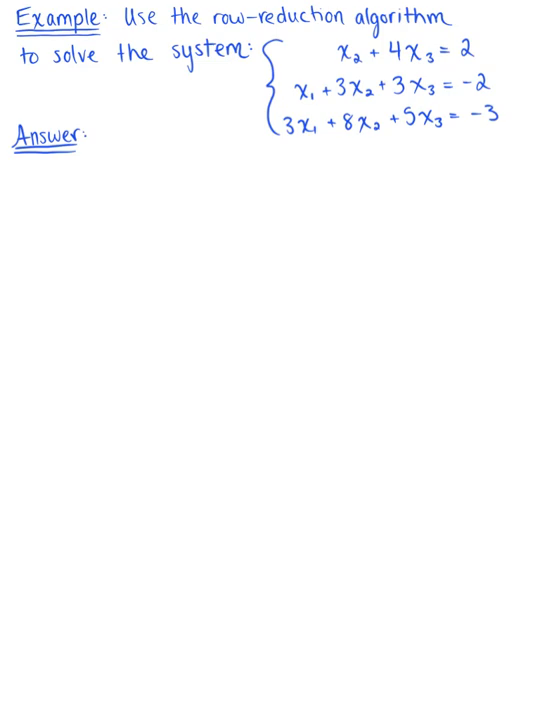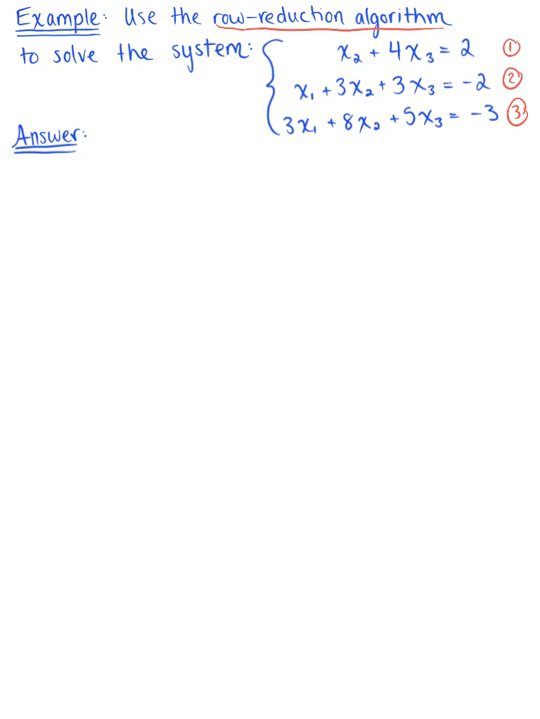Use the row reduction algorithm to solve the system. So we have a system here of three equations: equation 1, equation 2, and equation 3. And keeping our row reduction algorithm in mind, we know that we want to begin by using x sub 1 in equation 1 and using it to eliminate the x sub 1's below it.